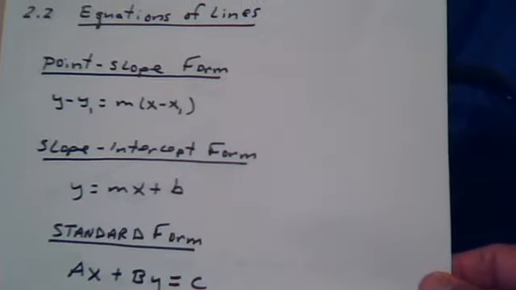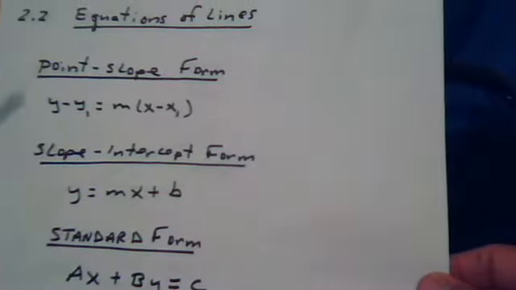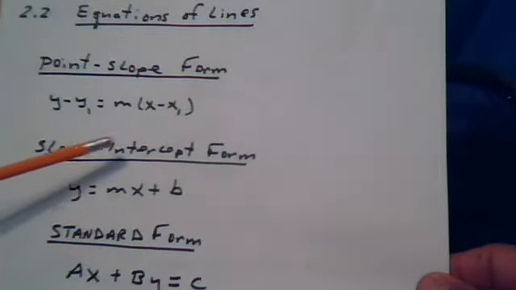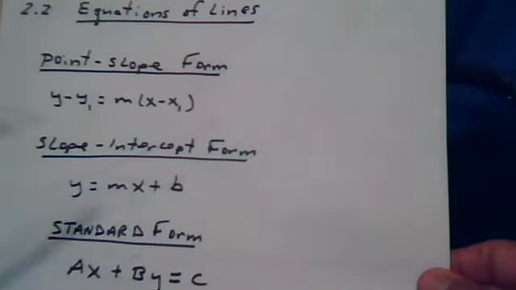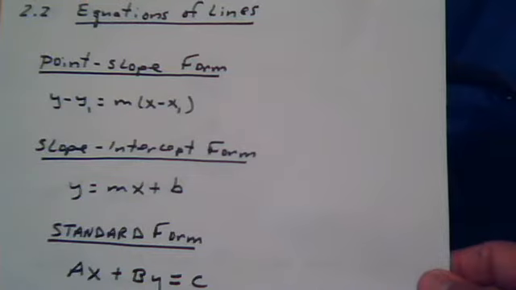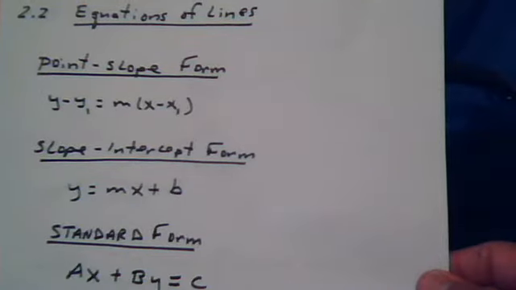Equations of lines. There are three forms: point-slope form, slope-intercept form, standard form. Then you wonder how you're going to distinguish one from the other. Let the name of the form guide you.